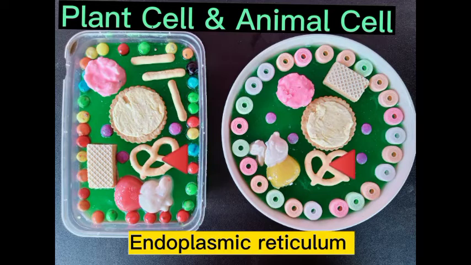The endoplasmic reticulum, or the ER, can either be smooth or rough. Its function is to produce proteins for the rest of the cell to function.